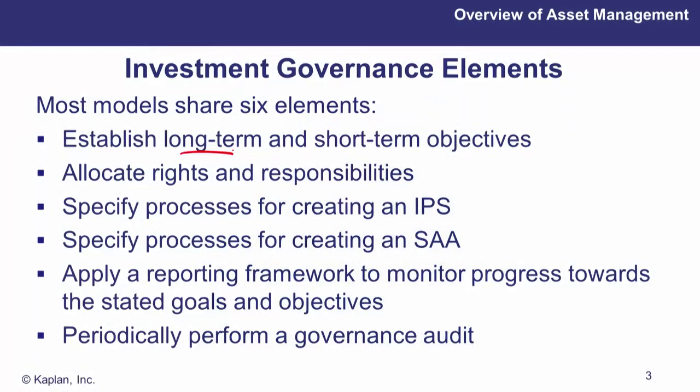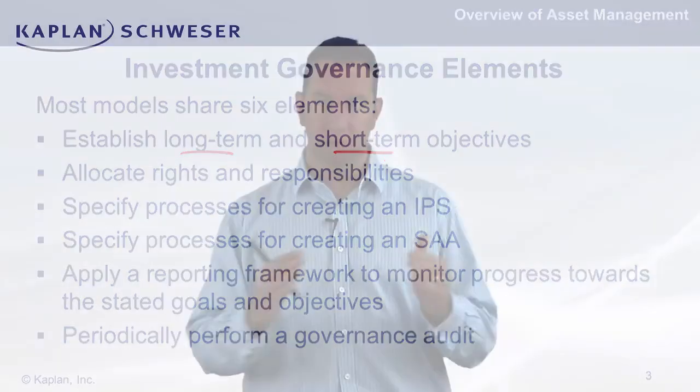So long-term and short-term objectives. Establish what the objectives are for the investment. Now this is going to depend very much on the investor. So if we think about a pension fund versus an endowment versus an individual investor, they're going to have very different long and short-term objectives. Regardless of that, the investment firm has to make sure that they've got the client objectives uppermost in their mind when they're making investment decisions.